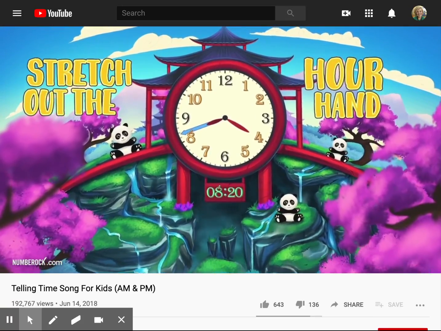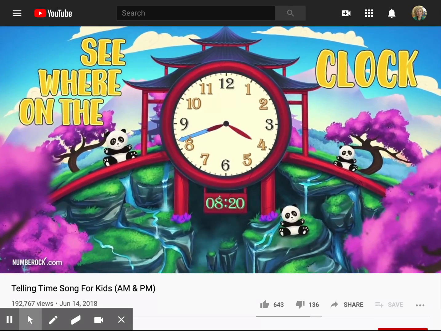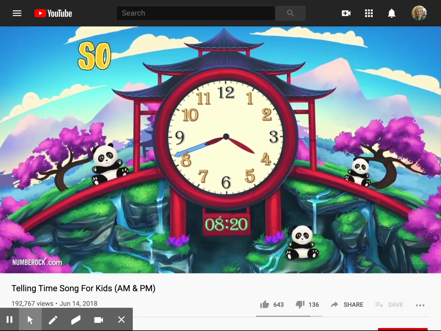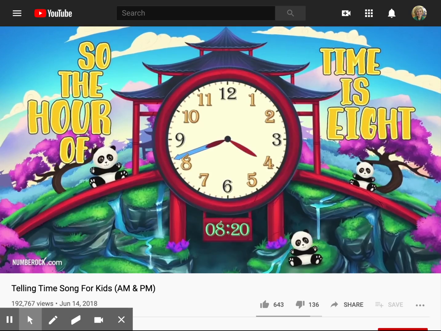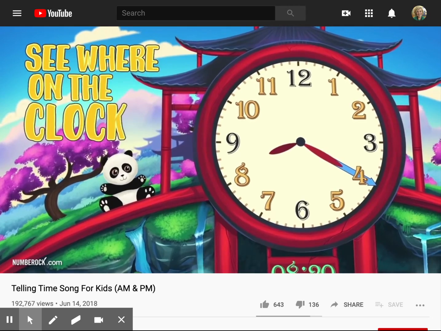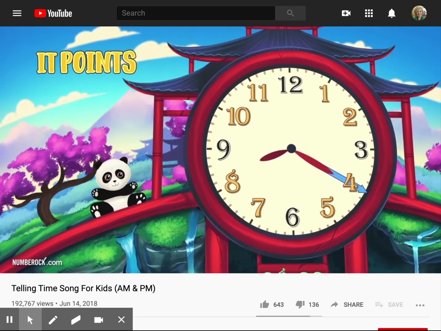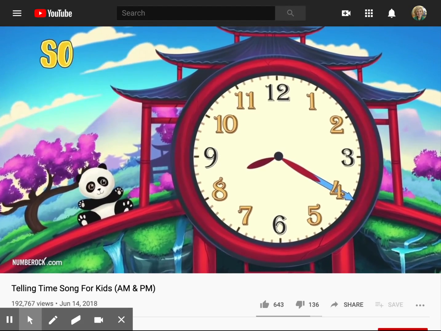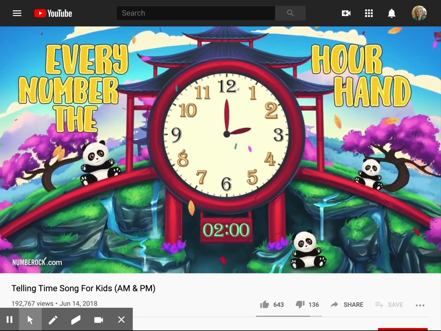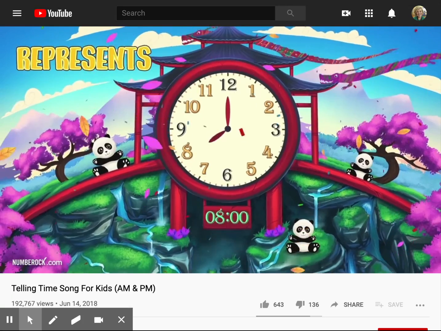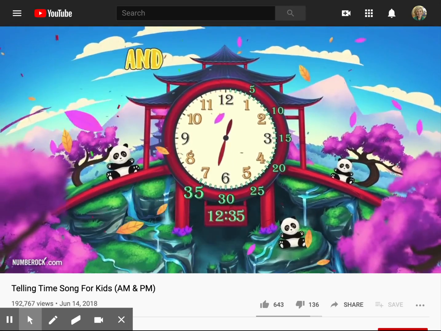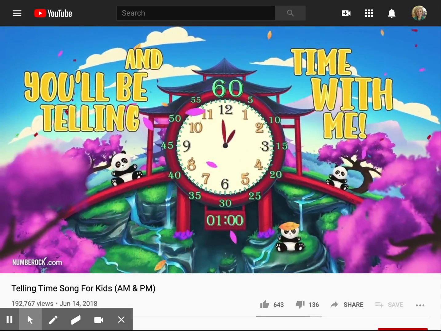Stretch out the hour hand, see where on the clock it lands. The hour hand lasts past the 8, so the hour of time is 8. Stretch out the minute hand, see where on the clock it lands. It points to 4 precisely, so the time is 8:20. Every number the hour hand goes by represents 1 hour of time. To count the minutes out of 60, and you'll be telling time with me.